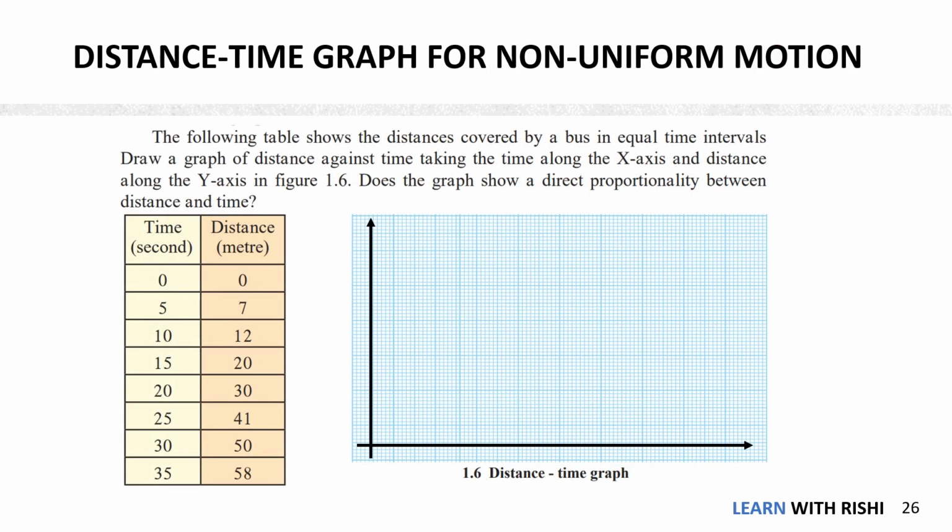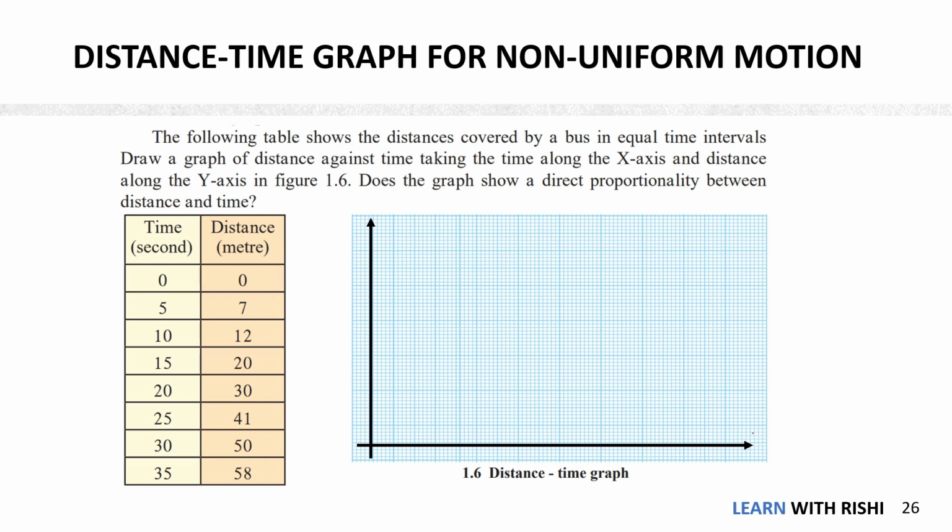Now let us discuss the distance time graph for non-uniform motion. A body performs non-uniform motion when it moves unequal distances in equal intervals of time. Here also we have been given data of time and distance when a bus is traveling. The interval of time is equal, 5 seconds as you can see in the data, but the distance is not equal. So we need to plot a graph here to understand the nature of the graph. We'll just plot a rough graph to understand the nature.